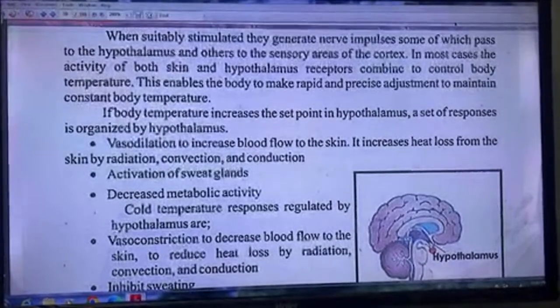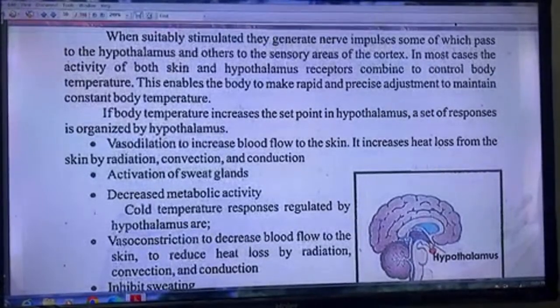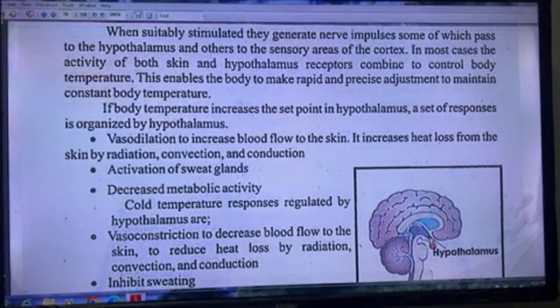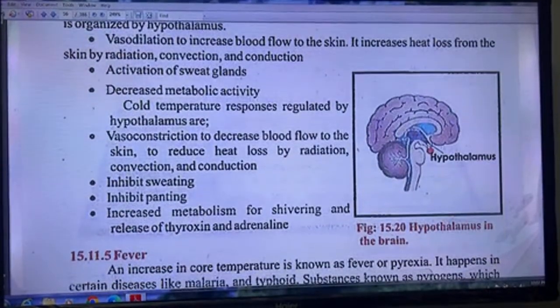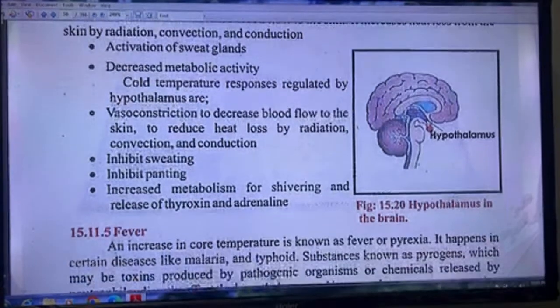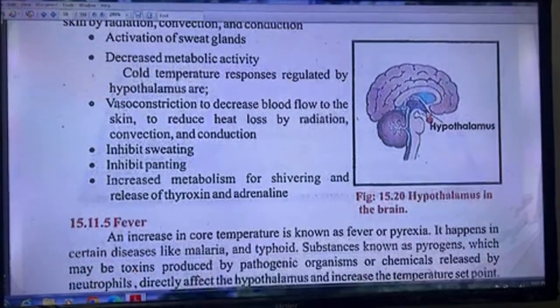As body temperature increases above the set point in the hypothalamus, a set of responses is organized by the hypothalamus. Vasodilation to increase the blood flow to the skin. It increases heat loss from the skin by radiation, convection, and conduction. Activation of sweat glands. Decreased metabolic activity.